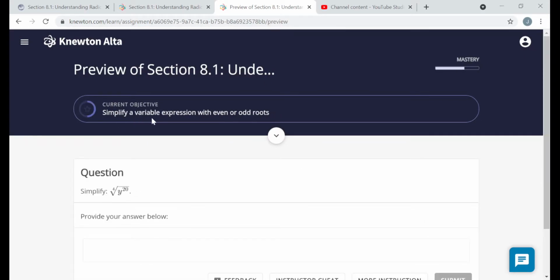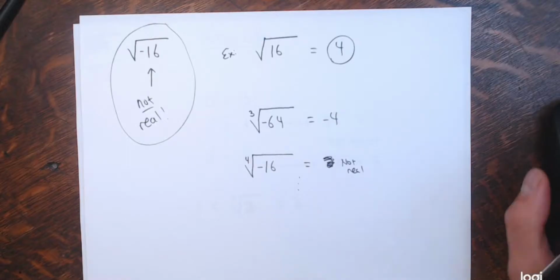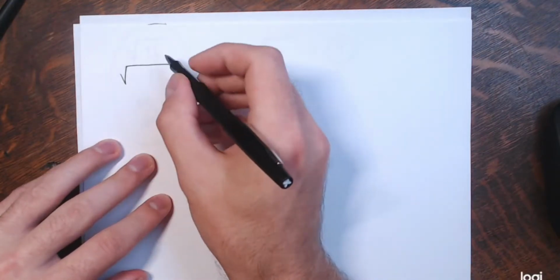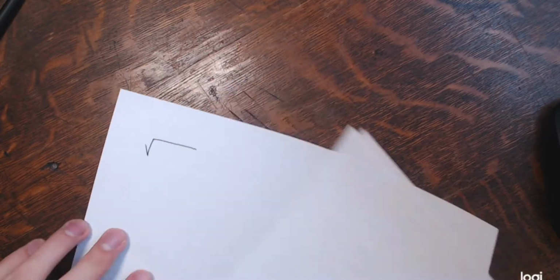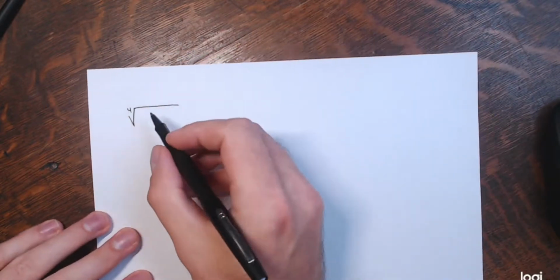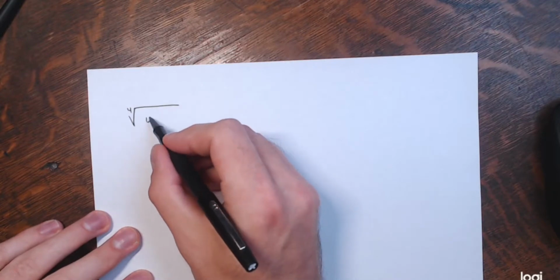One of these is on simplify a variable expression with even or odd roots. And once again, it's an even root. Please know that you might see odd roots. So again, let me pull this up. This is the 4th root of y to the 20th power.